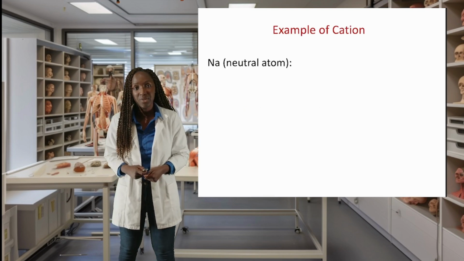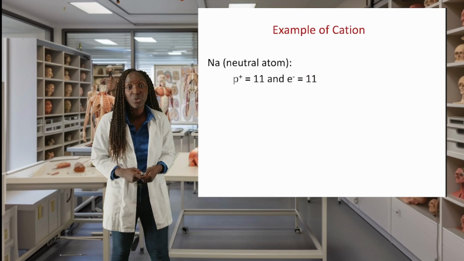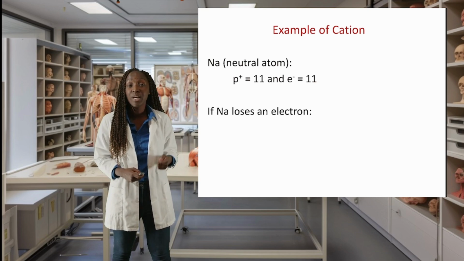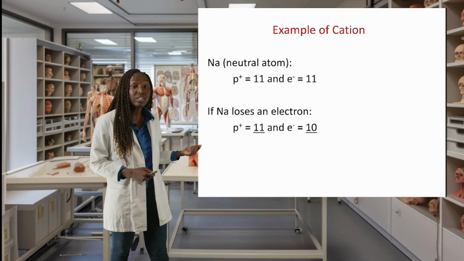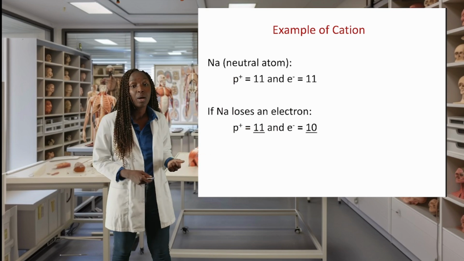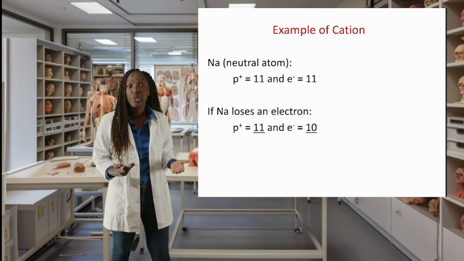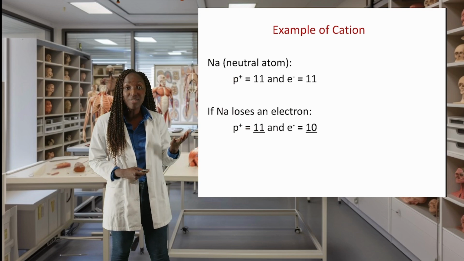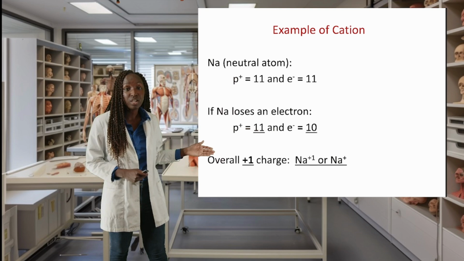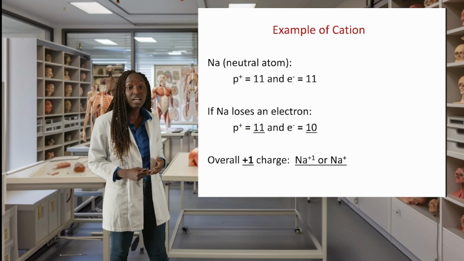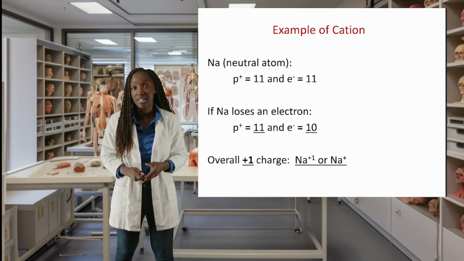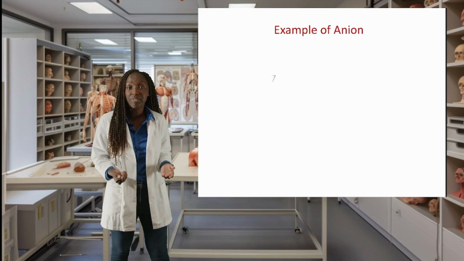Let's look at some examples. Sodium, as a neutral atom, has 11 protons and 11 electrons. However, if sodium loses an electron, we will still have the 11 protons, because if we change the number of protons, we no longer have sodium. But we'll have 1 less electron, so we have an imbalance. So if we have 11 positive and 10 negative, we are left over with 1 positive charge, a charge of positive 1. And we can write that as Na plus 1, or we can do the shorthand where we only put the positive sign.